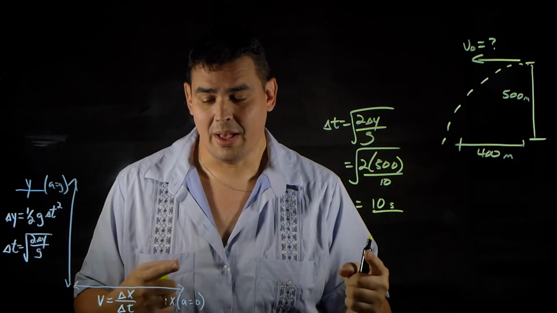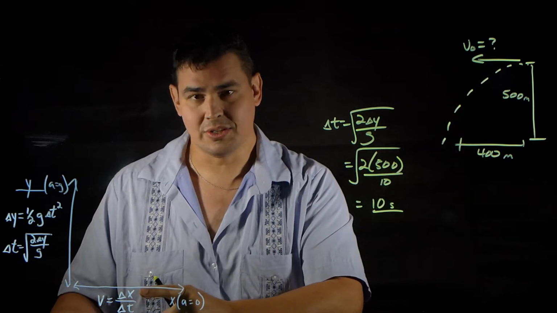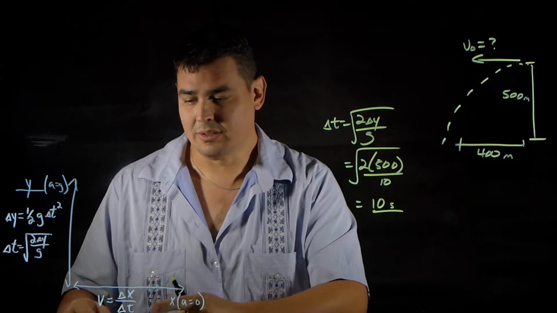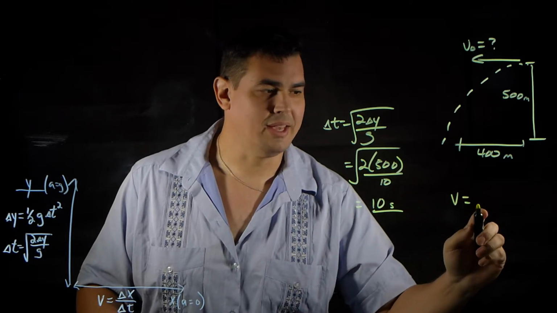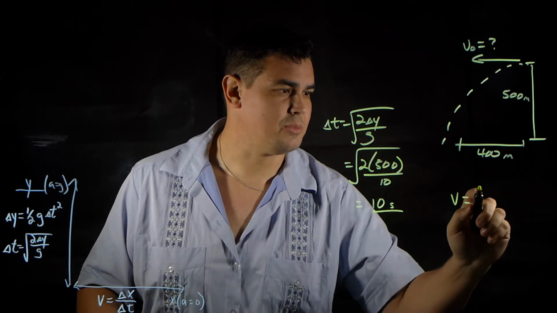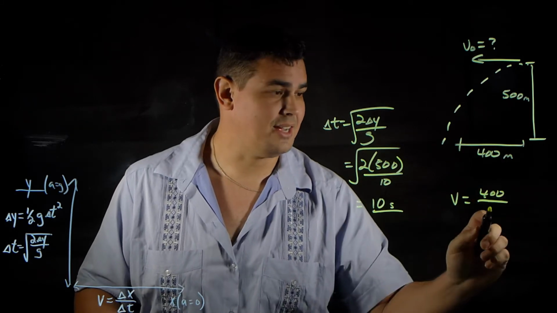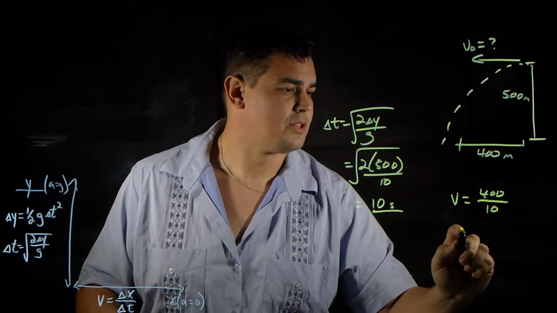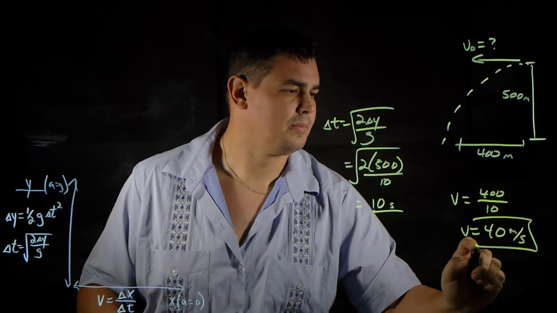Okay, so now we can come over here and say, I want to know this velocity. It's just the distance in the x dimension divided by the time. So the velocity of the plane is going to be the distance in the x dimension, which was 400, divided by what I just got as the time. So my velocity is going to be 40 meters per second.